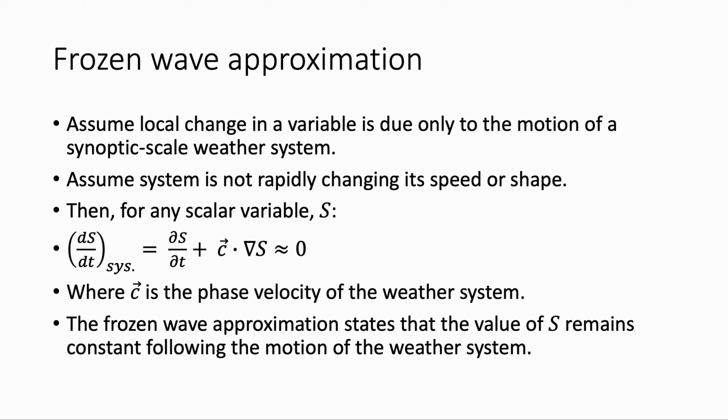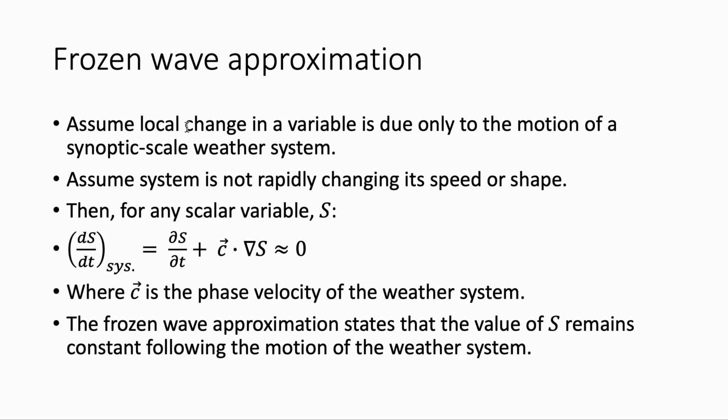So let's assume that for now we're considering some variable, okay? And let's say the variable is S, okay? And we're assuming that any local change in this variable is due to the motion of some kind of synoptic scale weather system that is moving through, let's say a deep trough, okay?